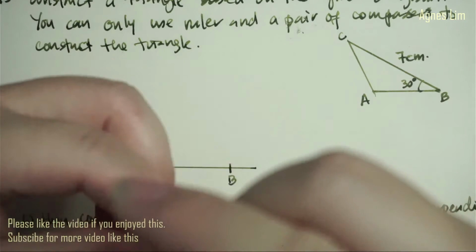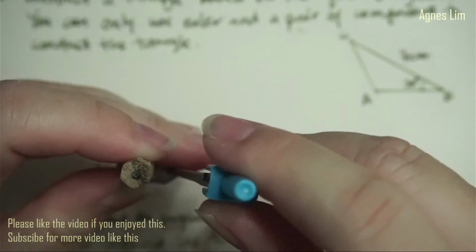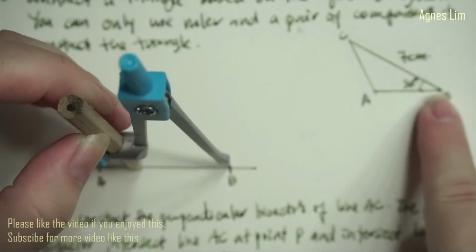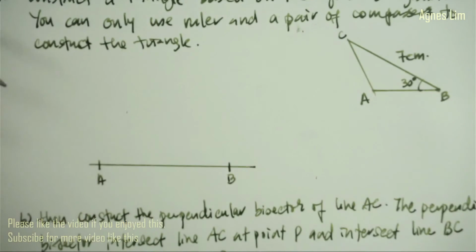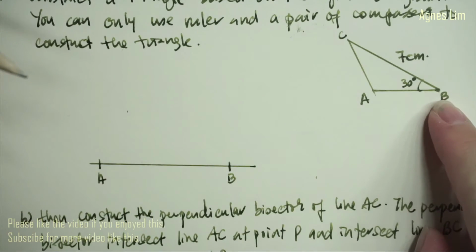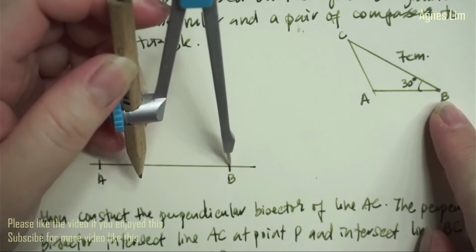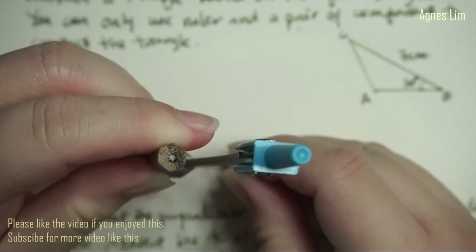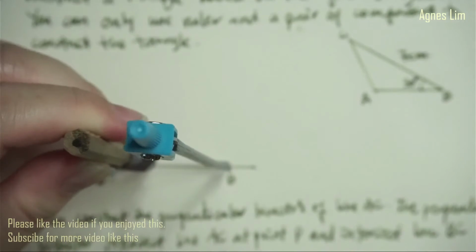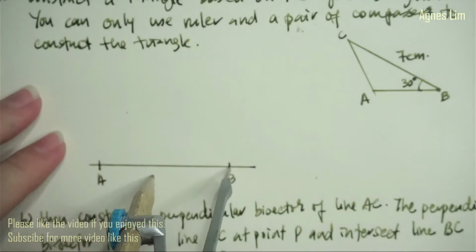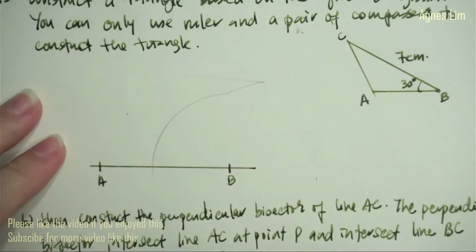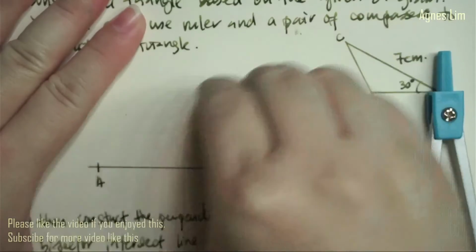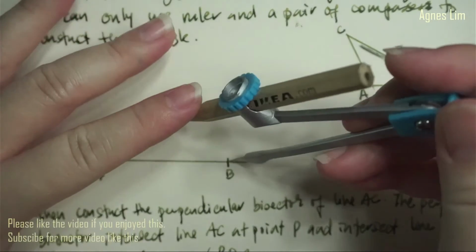So like I said just now, we need to do angle bisector, and you must follow where it is. Okay, so it is at point B. So we're going to start at point B. Alright, so I'm going to draw the first arc. Alright, slipped. Let's try that again.